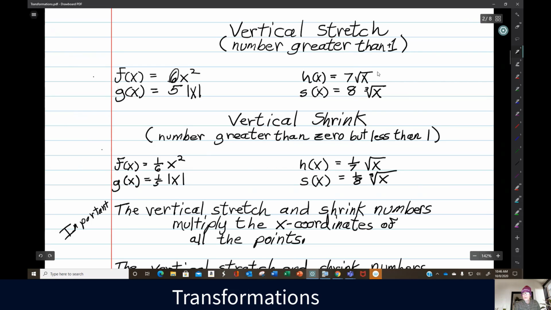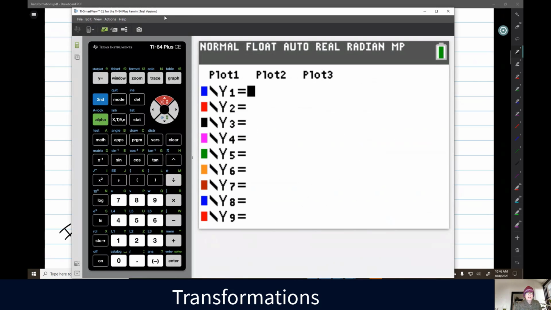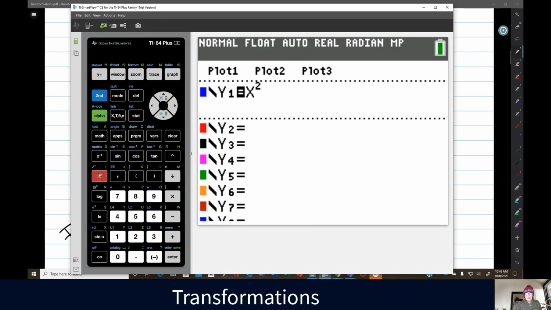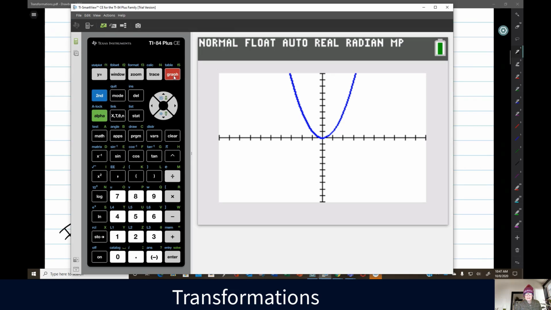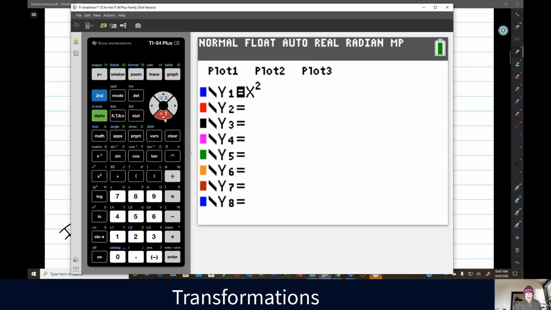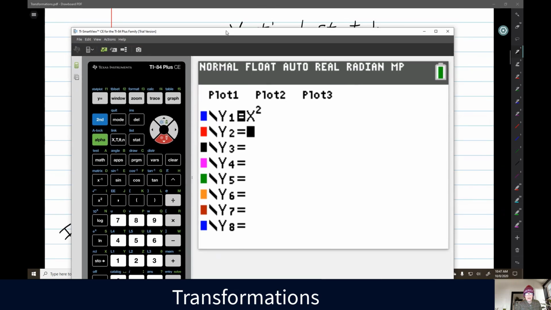So let's see what this would look like to give you a visual image. So what am I doing? 6, 5, 7, 8. We'll see if I can remember that. Yes, here we are. Okay. So again, x squared is our basic graph. There it is. I want to stretch x squared vertically.